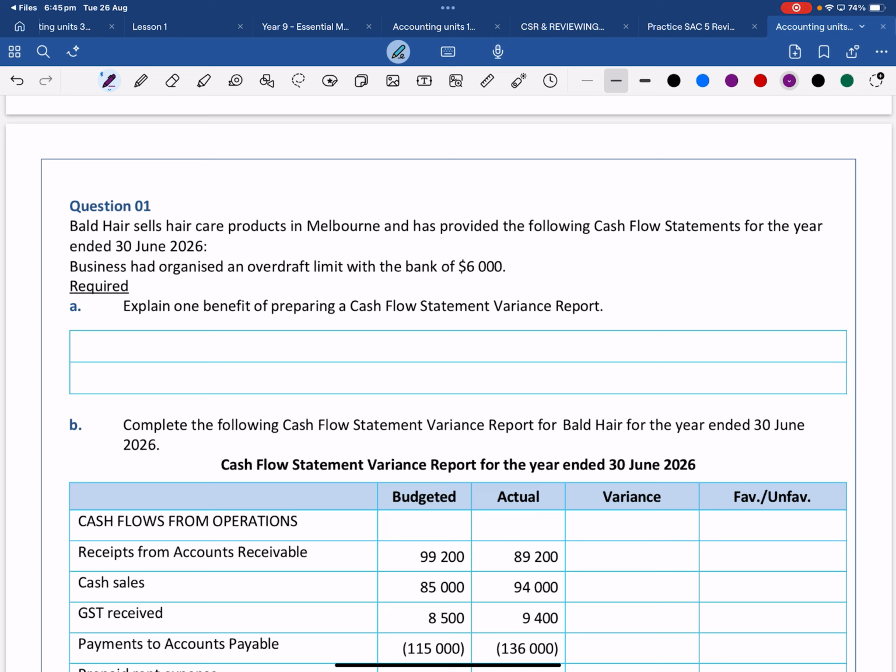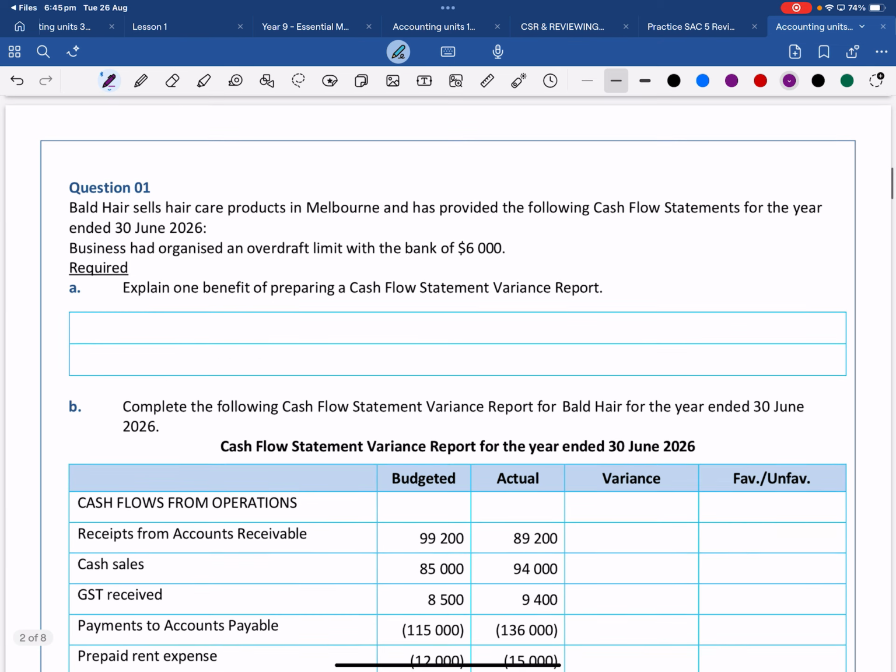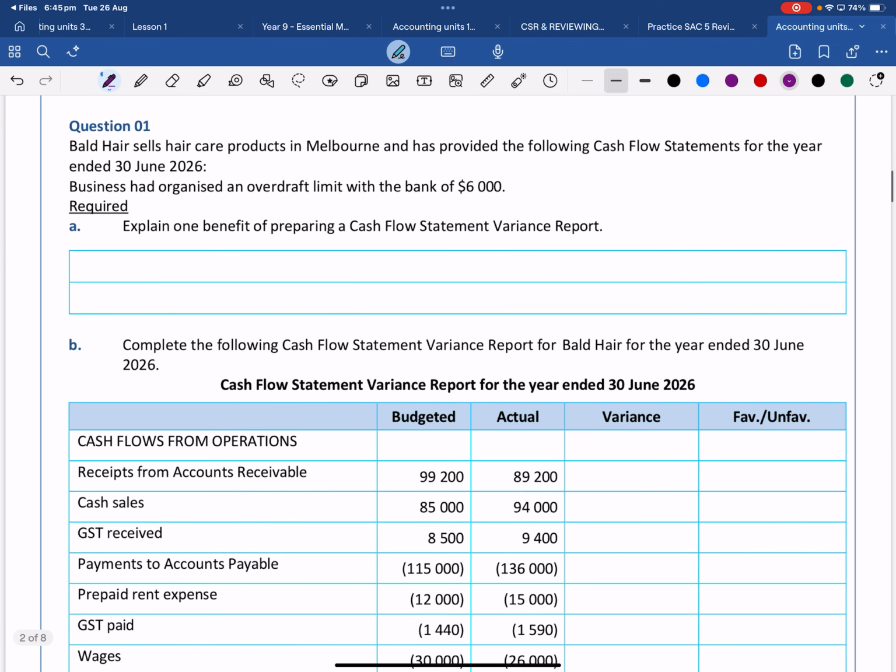In Melbourne, and has provided the following cash flow statement for the year ended 30th June 26. And the business had organized an overdraft limit with the bank of 6,000. Required: explain one benefit of preparing a cash flow statement variance report.